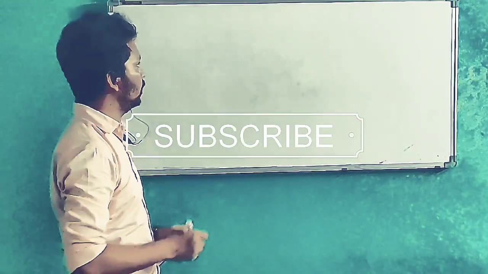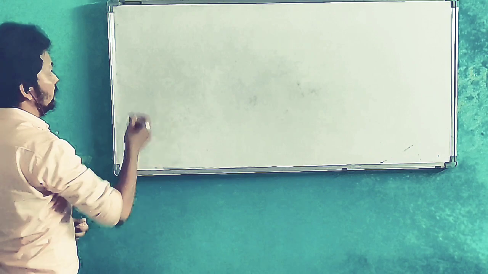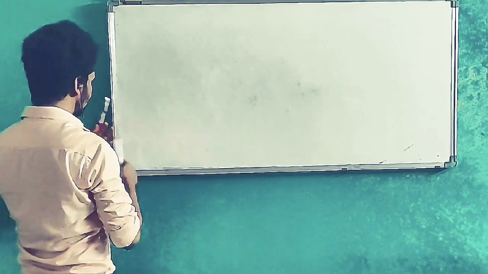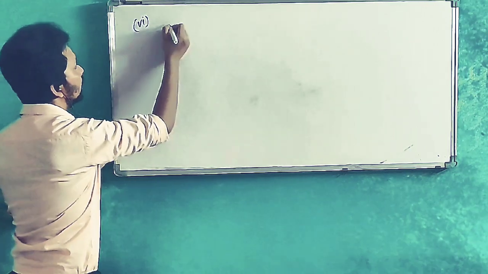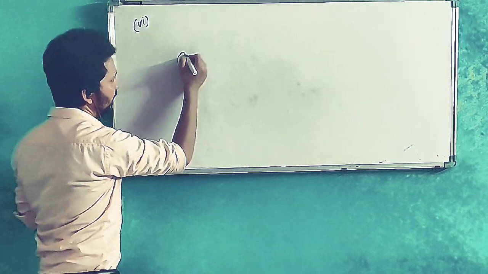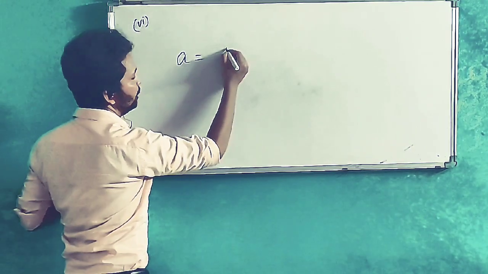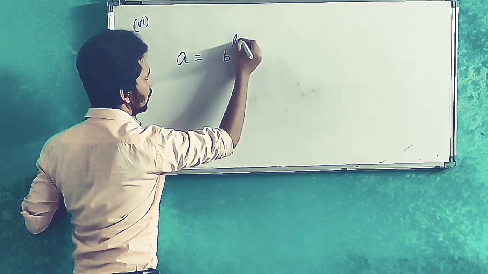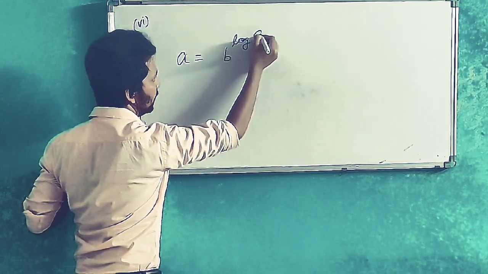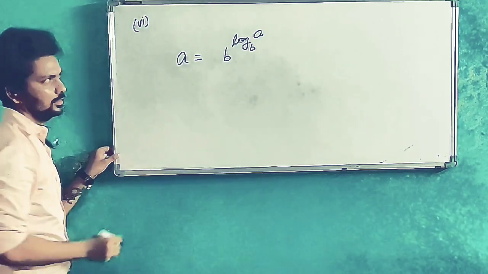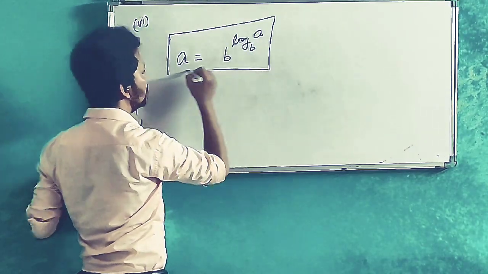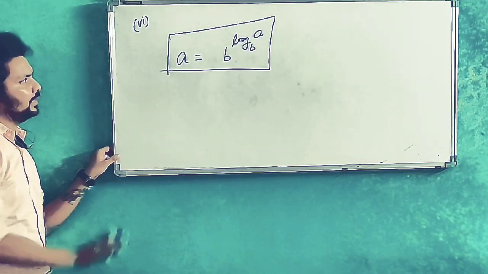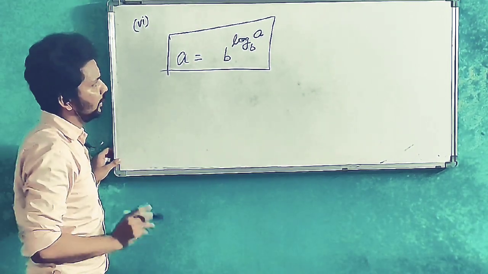The next property of log, my sixth property, is: any number a is equal to b raised to log of that number a base b. This is another very important property. Now I am going to prove this property. See how.